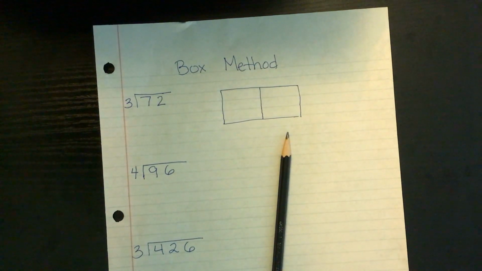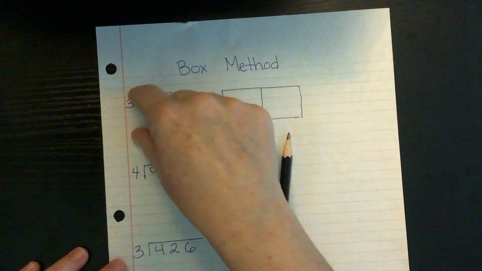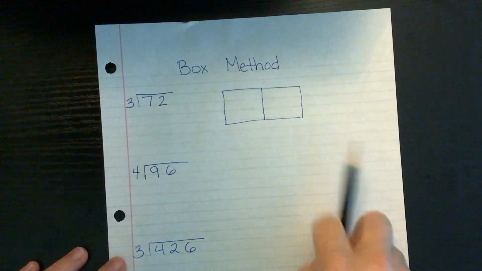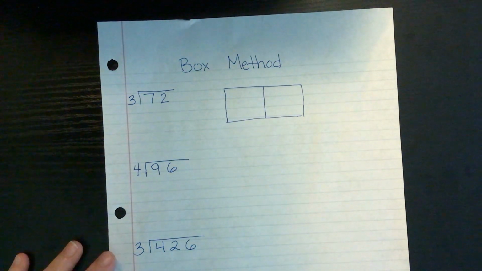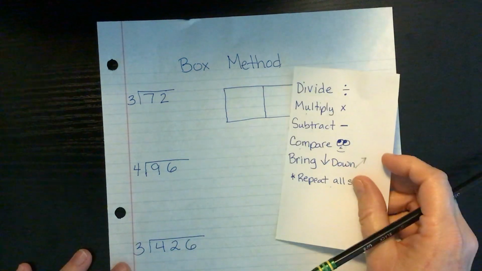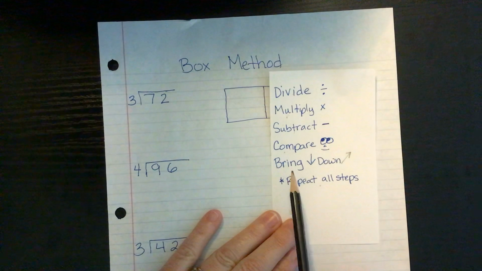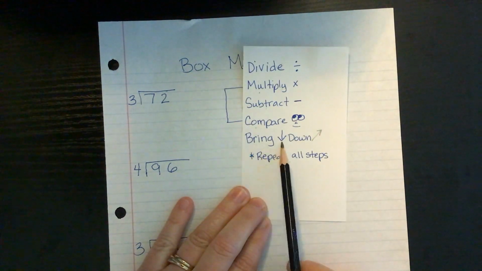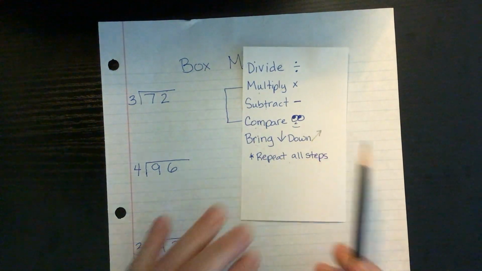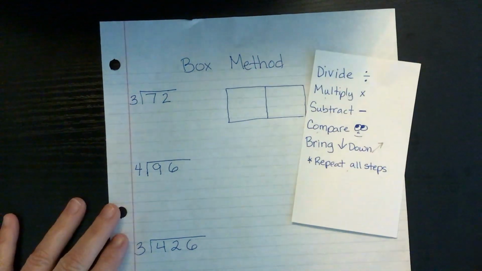Okay, my friends, this is another video that's reviewing the box method, which is very, very similar to the algorithm. It's just that instead of working it down, we work it across. So, in the box method, we are following the same steps that we would follow for the algorithm, with the only difference being maybe instead of bring down, it's bring over. Okay, so I'm going to show you again how that works.